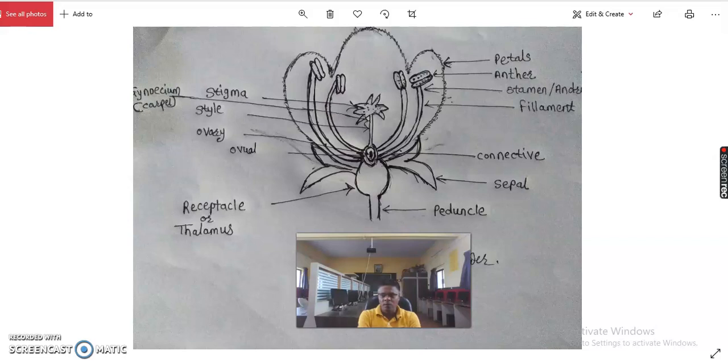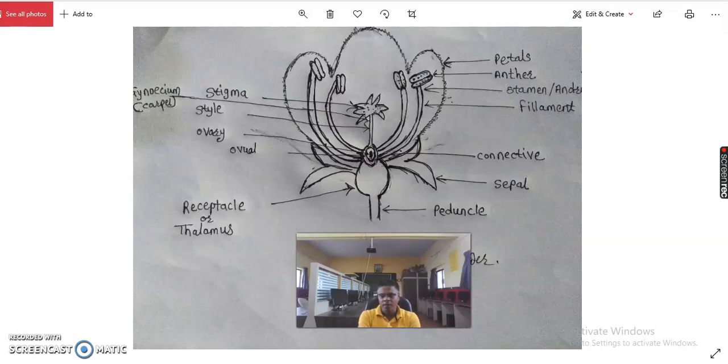It is composed of a number of stamens. When the stamens are free from each other, the androecium is said to be polyandrous. When stamens are united to the petals, they are termed as epipetalous. Each stamen consists of three parts, that is the filament, anther, and the connective.